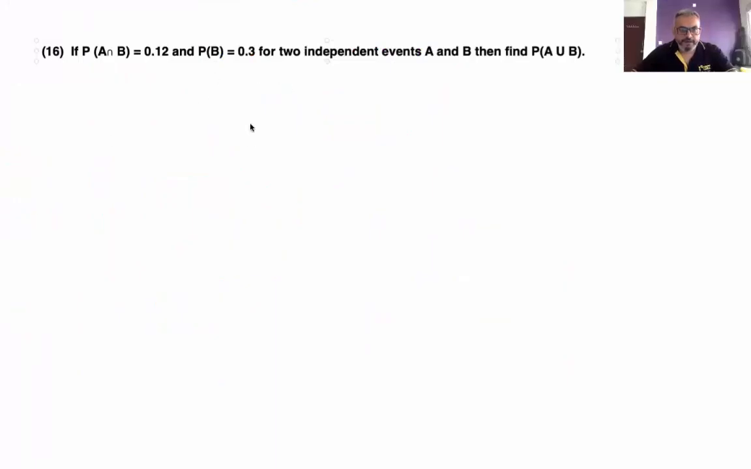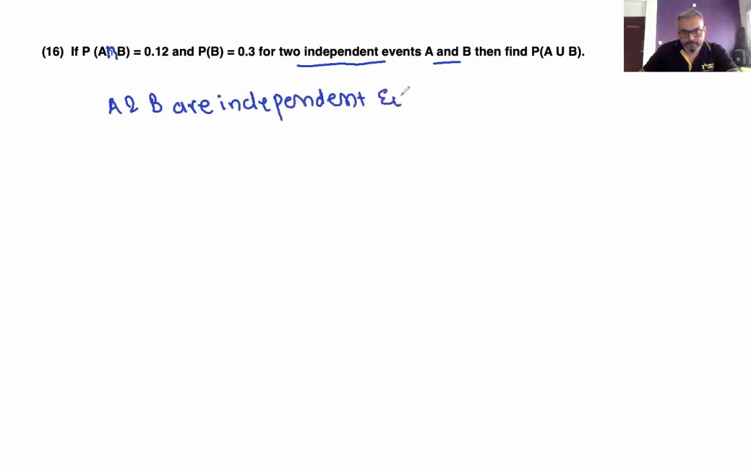Question number 16. Now, if P of A intersection B is 0.12 and P of B is equal to 0.3 for two independent events A and B, find P of A union B. Now, since they are independent events, I'll write over here A and B are independent events.